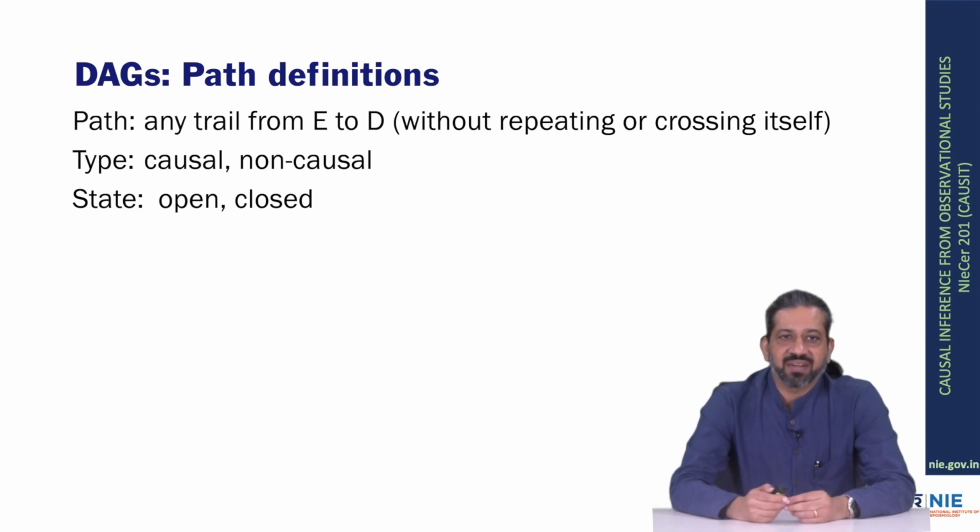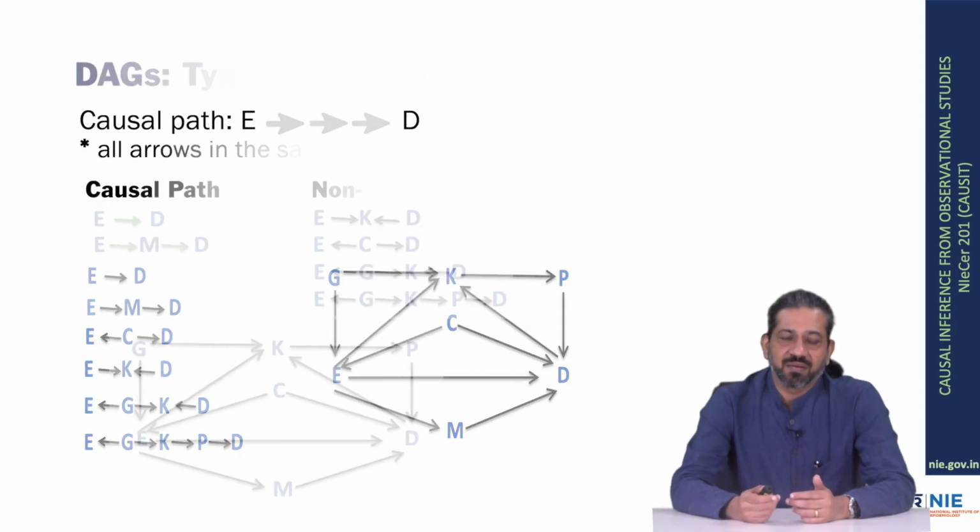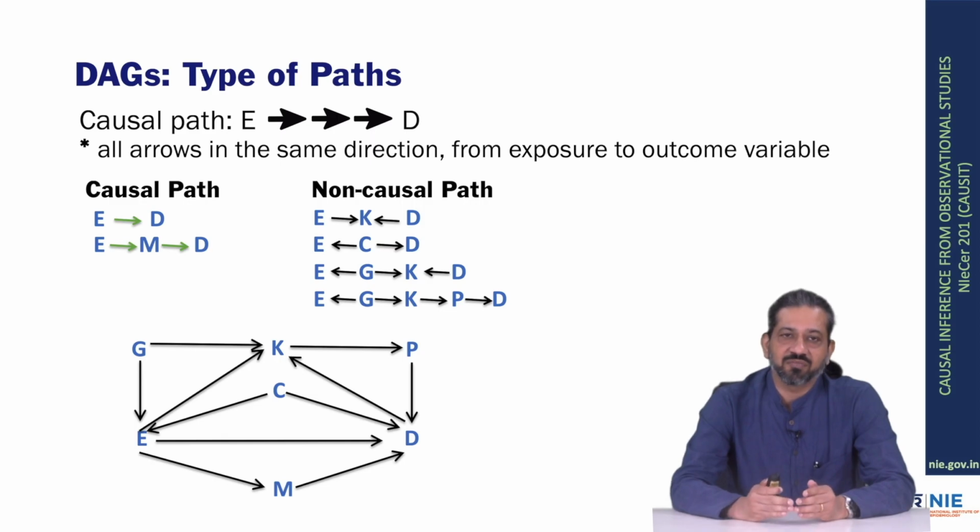In this example here, we have 6 paths: ED, EMD, ECD, EKD, EGKD, and EGKPD. Remember that a path is going from exposure to the outcome along the arrows, ignoring the direction of the arrows. Based on the direction of the arrows, we can then classify them into causal and non-causal.